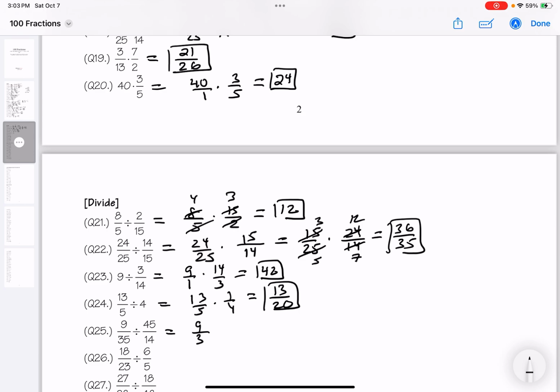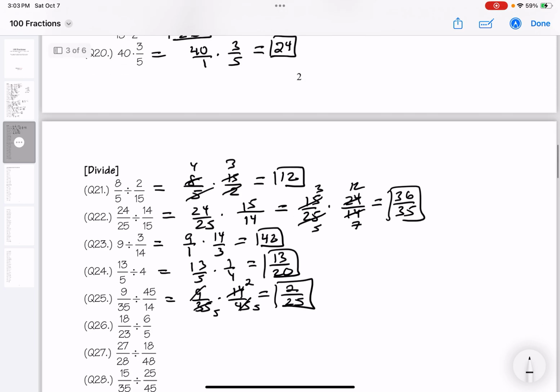9 over 35 times 14 over 45. Well, what's nice about this, 9 goes into 9 once, it goes into 45 5 times. And then I see the 14 and 35, and there's something about a 7 over there. 7 goes into 14 2 times, goes into 35, again, we're dividing by 7, 5 times. We're left with 2 on top, 5 times 5 on the bottom, which is 25.